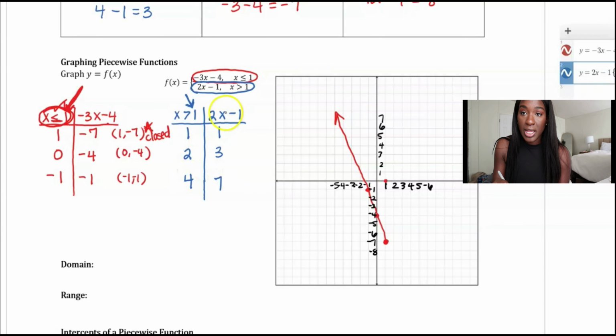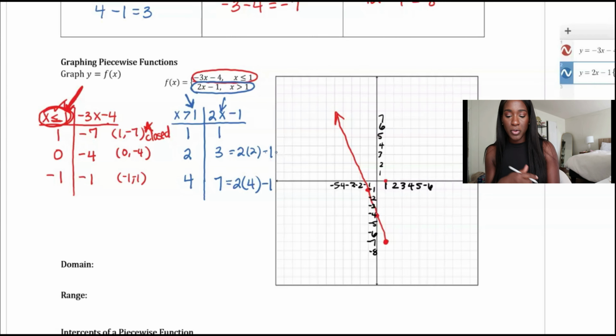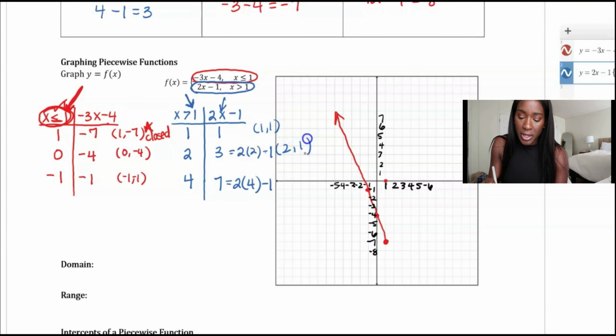So I'm taking these x values and plugging them in for this x right there. Just a quick example, I got this from 2 times 4 minus 1. I got that from 2 times 2 minus 1. That's where we're getting those values from, replacing that x with those x values. So we are going to plot these points: the point 1, 1, the point 2, 3, and the point 4, 7.